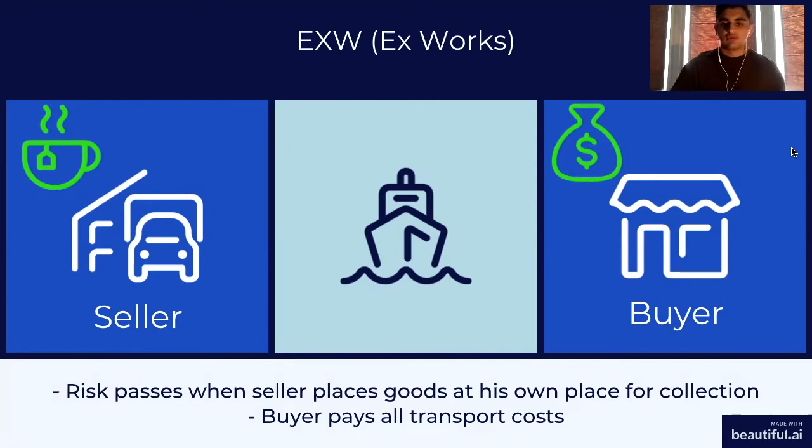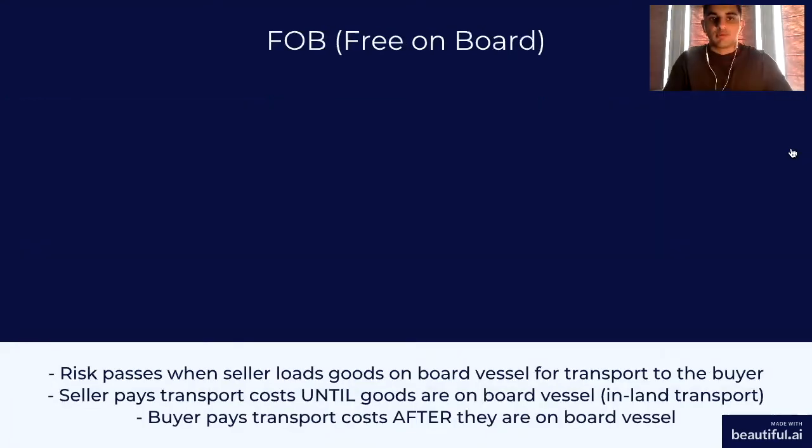Free on Board is another type of Incoterm, FOB. And this is where risk passes when the seller loads the goods on board the vessel, which would be a cargo ship, for transport to the buyer. And in terms of costs, the seller would pay the transport costs until the goods are on board the vessel. So that would be inland transport. And then the buyer pays transport costs after they have boarded the vessel.